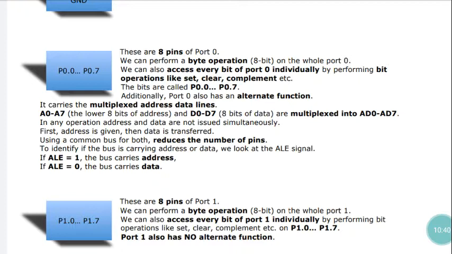Using a common bus for both reduces the number of pins. When you do multiplexing, we can reduce the number of pins. First address lines are given. After finding the address, we can transfer the data. So first address bits are generated, next data bits are generated.